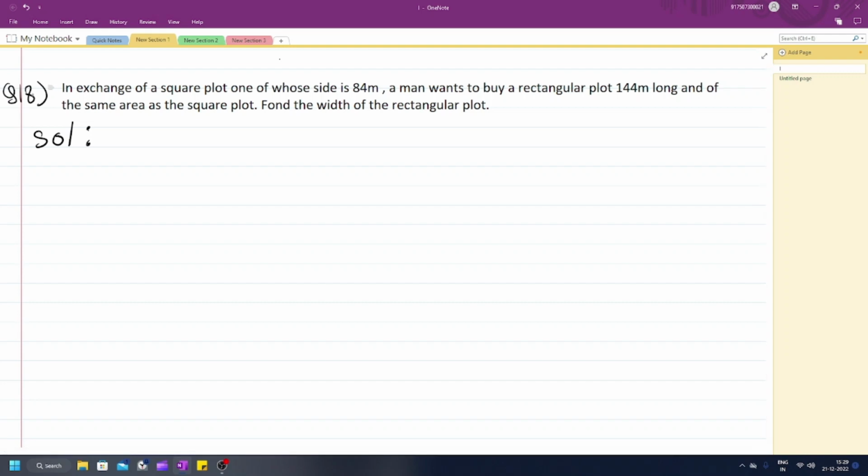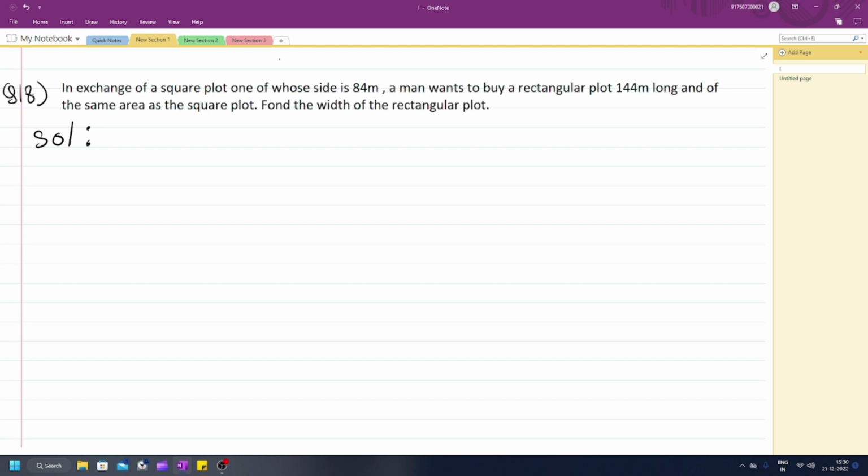Okay, so let's begin with question number 18. In exchange of a square plot, one of whose sides is 84 meters, a man wants to buy a rectangular plot 144 meters long and of the same area as the square plot. Find the width of the rectangular plot. Okay, this question is very easy.